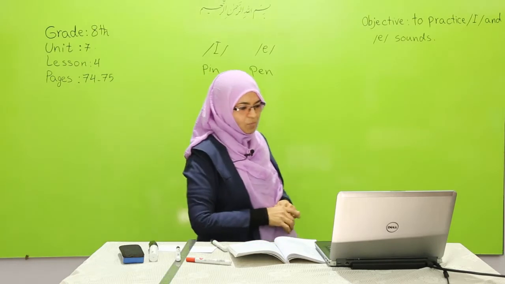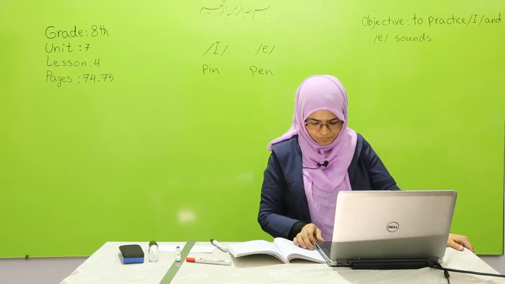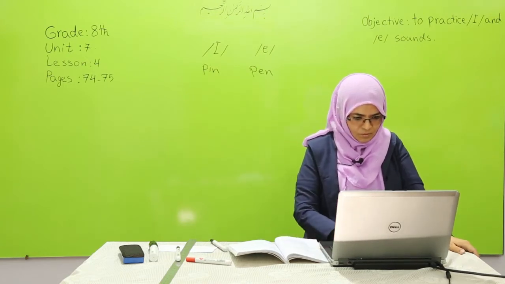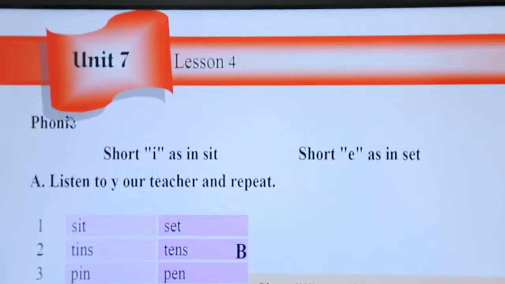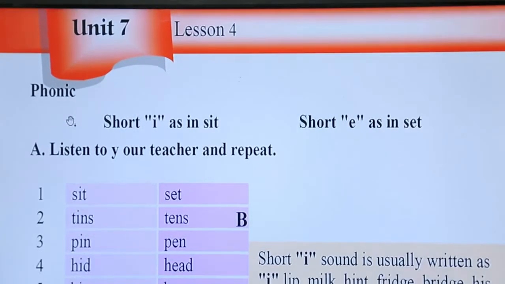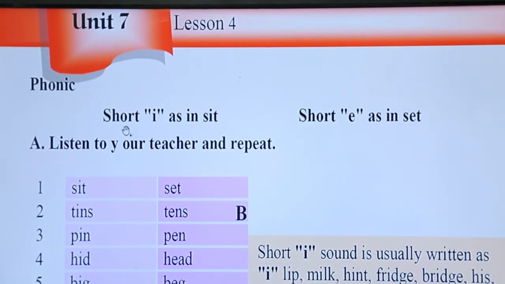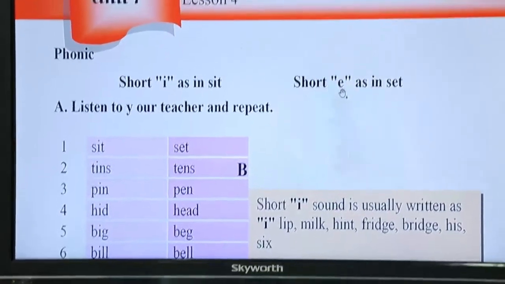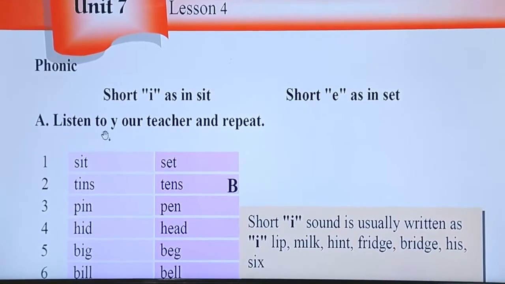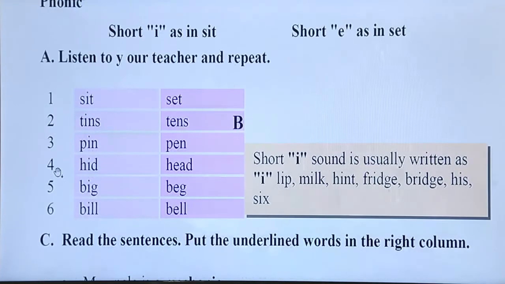Now go to the book and open your books to page 74 and see more examples. The title is phonics. عنوان درس ما phonic هست، یعنی صدا شناسی. And the sounds that we are going to study are short E as in sit and short A as in sit. کوتاه هست صداش. Listen to your teacher and repeat. Number 1. وقتی من میخوانم خب ببینین تفاوتش چی هست.